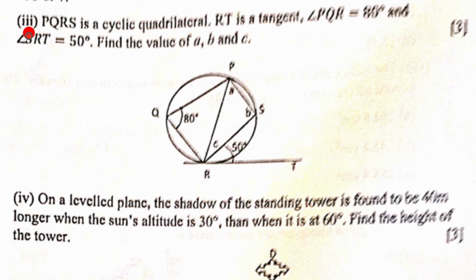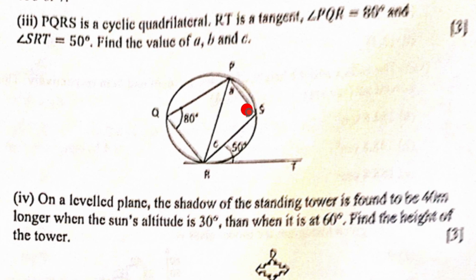Let us look at question 2, third part. This will be for 3 marks. We have PQRS. This is a cyclic chord. RT is the tangent and PQR is 80 degrees. That is angle PQR here. And SRT, this is 50 degrees here. And we have to find the values of A, B and C. So we have A here, B here, C here.